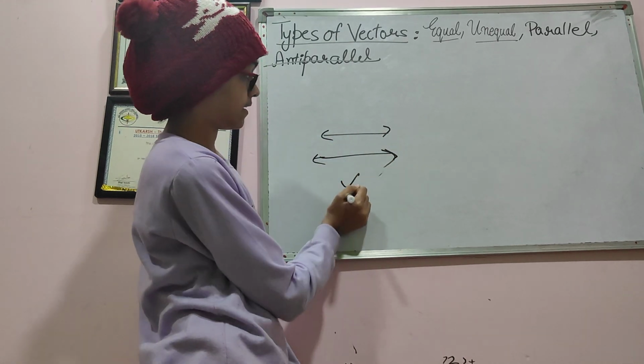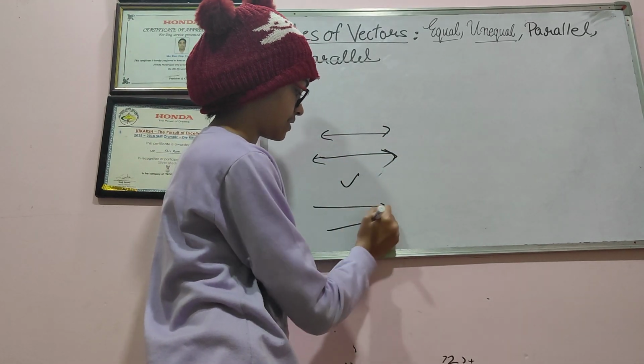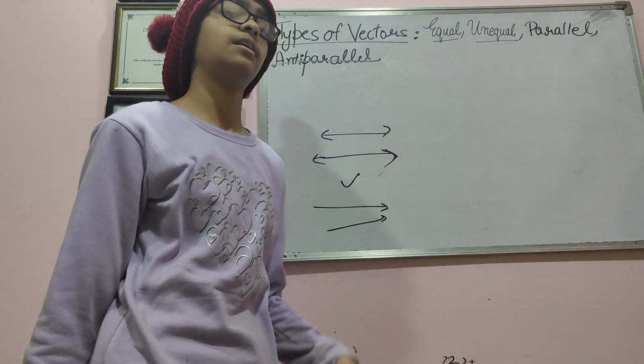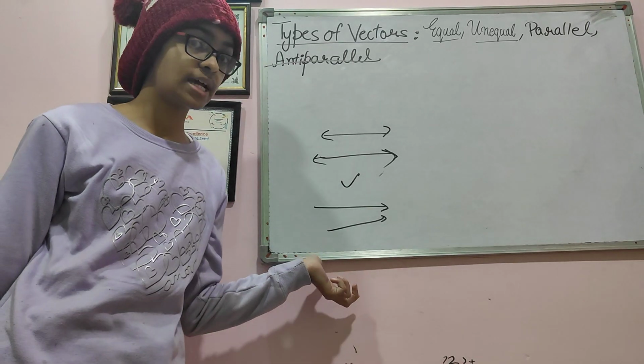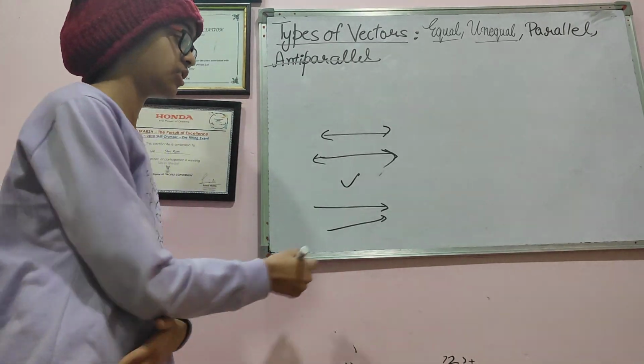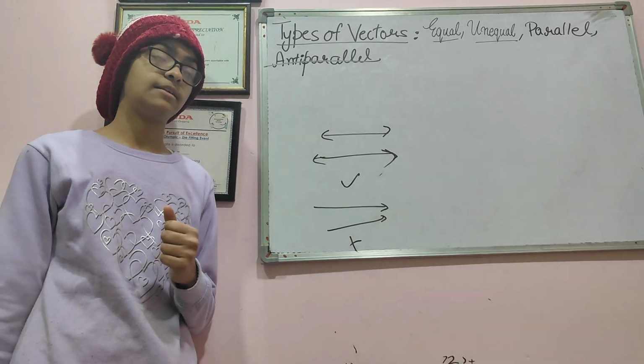Okay, these lines are parallel. But these two lines are not parallel. You're thinking, why? Because these two lines are not concurrent, meaning they are intersecting with each other. But why are these not parallel? So you have to think.